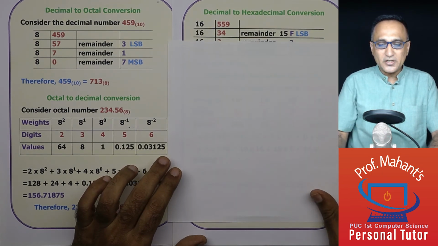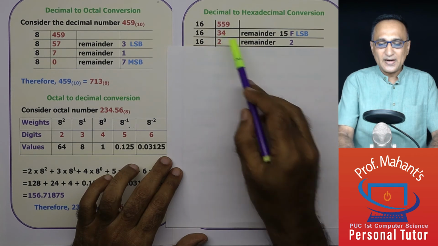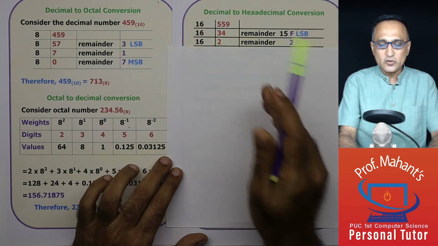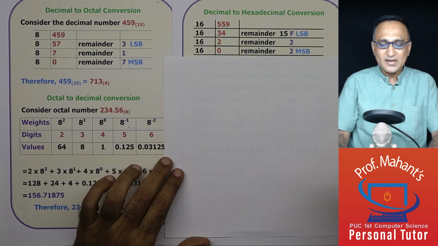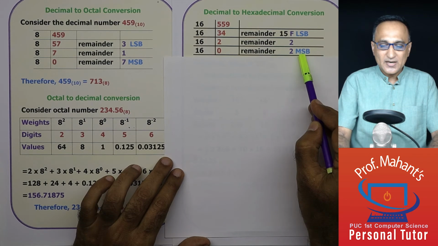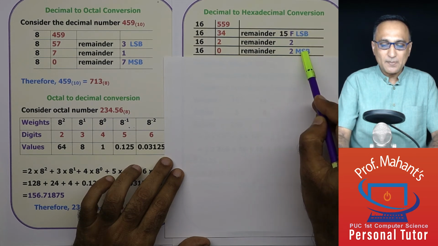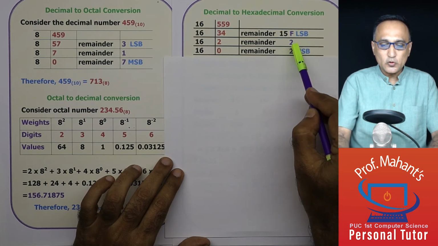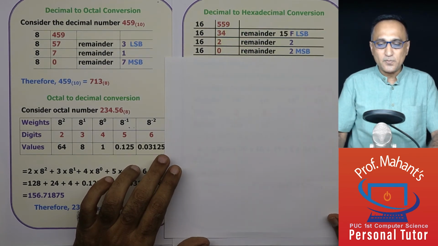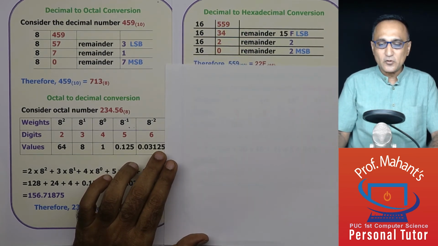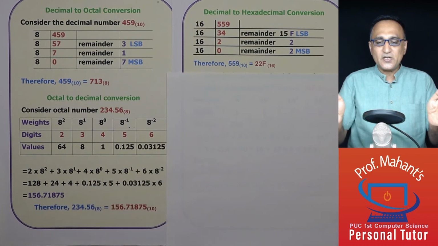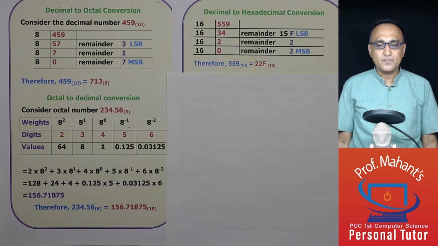16 into 2 is 32, and the remainder is 2. Now this 2 is not divisible by 16, so the quotient becomes 0 and the remainder becomes 2. So you're going from LSB to MSB. So 559 to the base 10 is going to be equal to 22F to the base 16. This is how you convert decimal to a hexadecimal number.